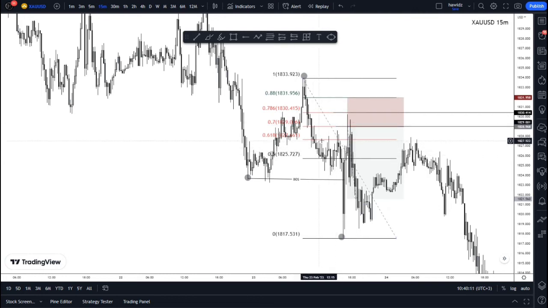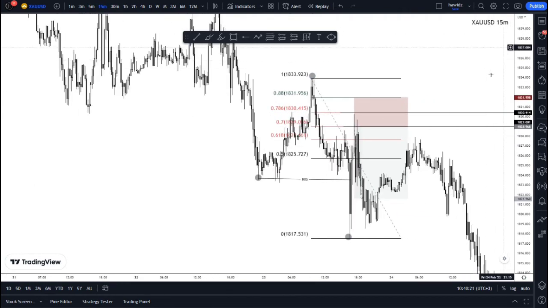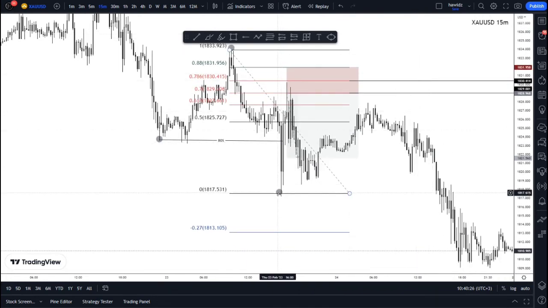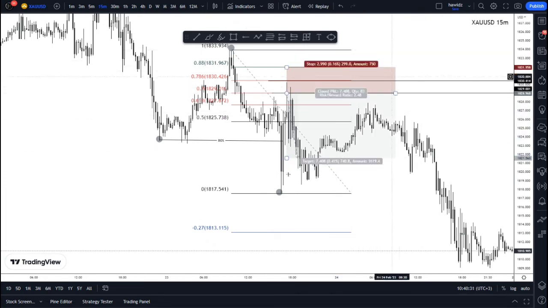Now, as you can see, the 0.61 level does work, but the amount of risk from this line here to this line here is massive. That's why I normally don't advise to use it, right? The amount of risk is just way too high, and we don't want to risk that much, right? So there we go.